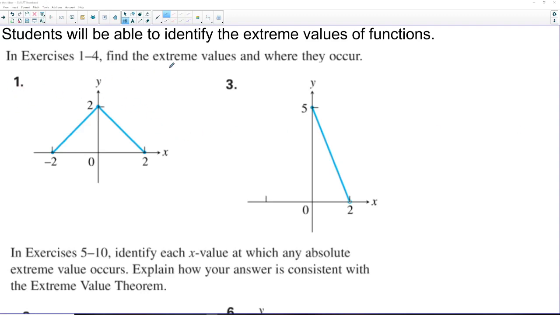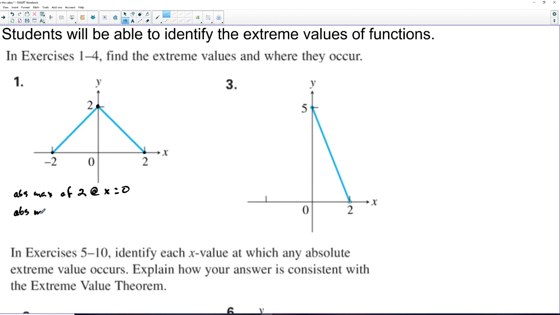Students will be able to identify the extreme values of functions. In exercises 1 through 4, find the extreme values and where they occur. Well, we have an absolute max up here, and we have an absolute minimum at both of those endpoints. So an absolute maximum of 2. 2 is the actual maximum value, and that's happening at x equals 0.